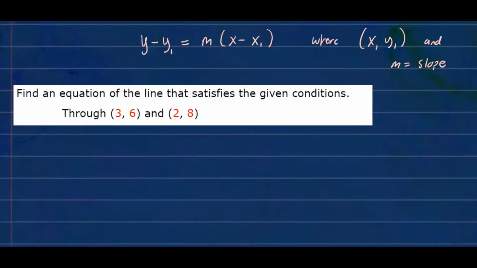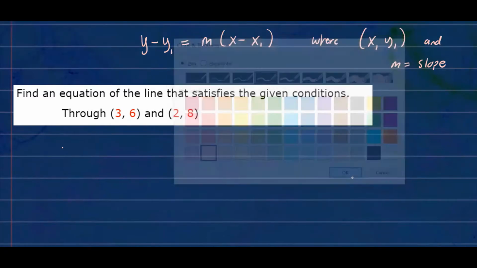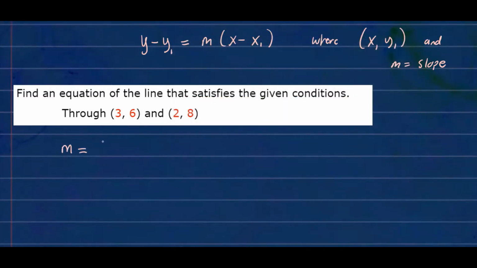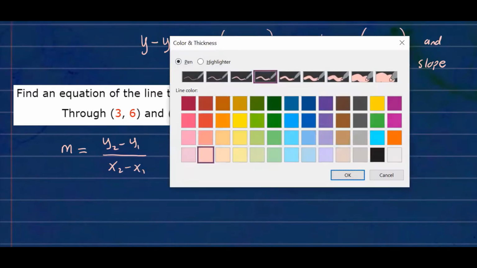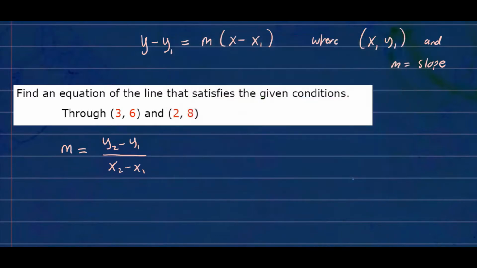So in this problem, we want to find an equation of the line that will go through these 2 points. All right, so we need to first figure out what the slope is. We use the symbol m to represent slope. So we have m is equal to y2 minus y1 over x2 minus x1. Now, from these points, we can select our x1, y1, and x2, y2. I'll pick the first one to be x1, y1, and the second one, x2, y2.